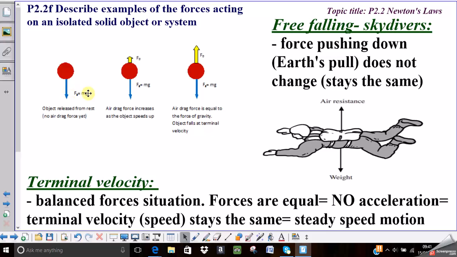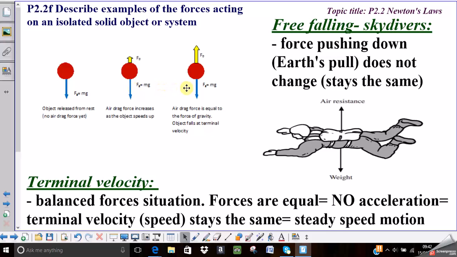Now, after a certain amount of time, as you're falling through the air, the drag force increases because you're hitting air particles. That means there will be this force, the yellow force, that keeps increasing. As the object speeds up, this yellow force gets bigger and bigger. We can see that the blue arrow doesn't change, so the weight of the object is the same.